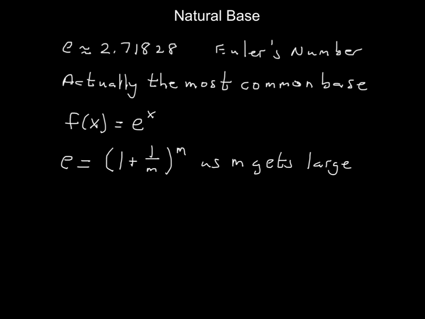Now, where does e come from? E comes from the analysis of this equation right here. What happens to 1 plus 1 over m to the m power as m gets large? In other words, as m gets very, very big, far away from 0 in the positive direction. And what happens is that this thing will actually approach the number e, 2.71828, and so on, that continues on.